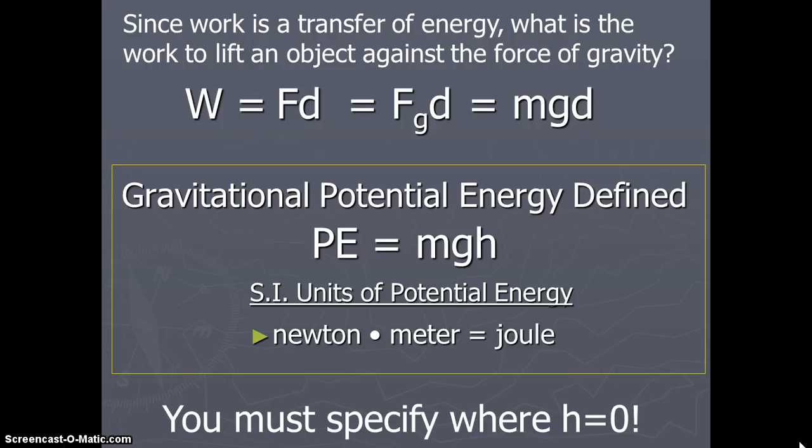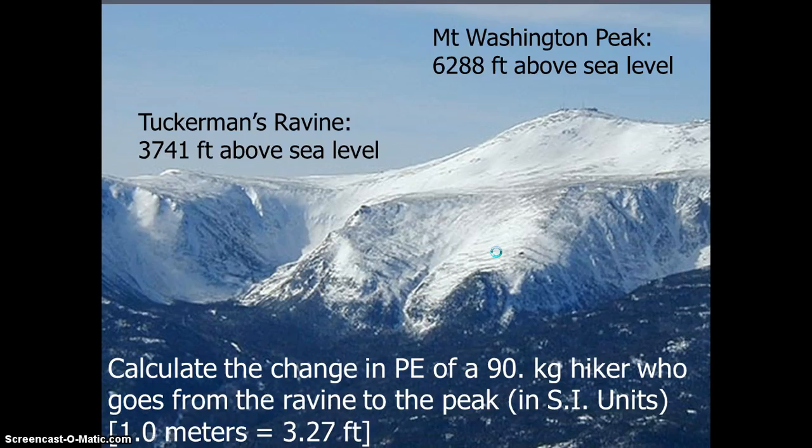The thing you've got to be careful of is you need to specify where your zero line is. If I'm lifting something against the force of gravity, where do I call that zero? So where would my potential energy be zero? For instance, if you were hiking Mount Washington, I've hiked Mount Washington a few times in my younger days, and I started somewhere down here, hiked up Tuckerman's Ravine. What if we wanted to see the change in kinetic energy or potential energy of a 90 kilogram hiker going from Tuckerman's Ravine all the way up to the peak of Mount Washington?